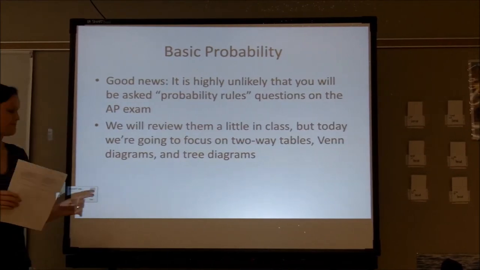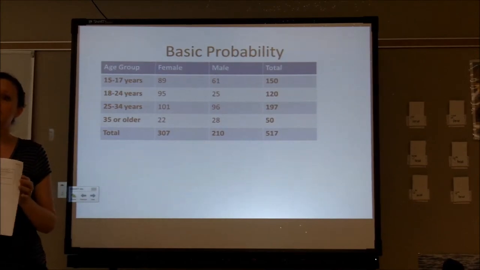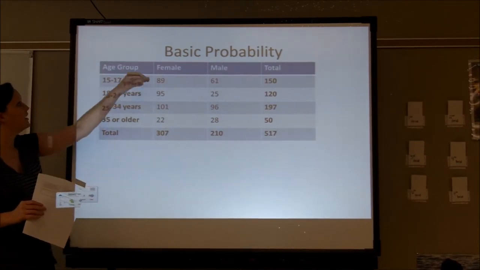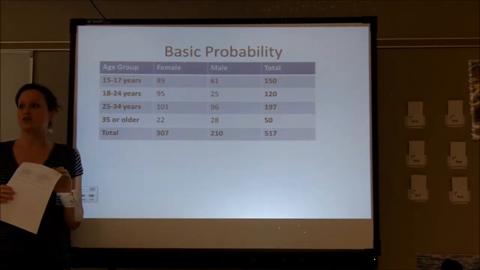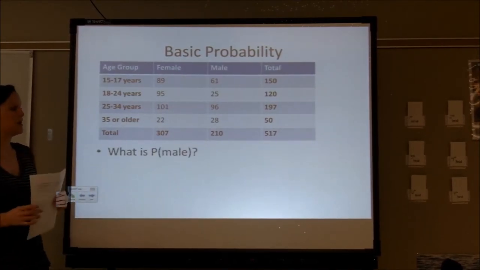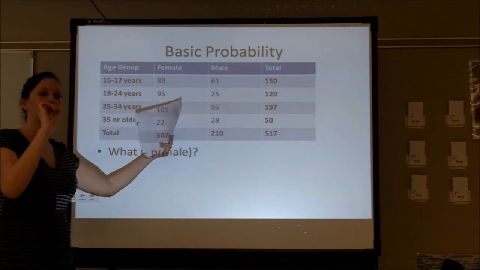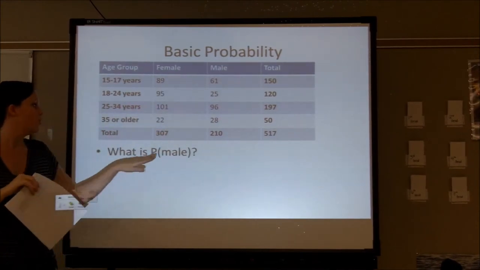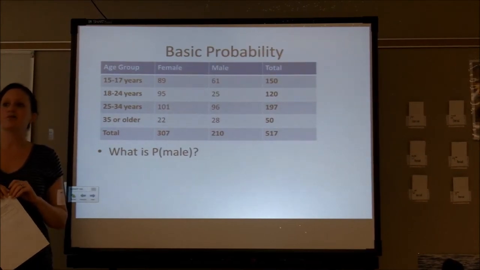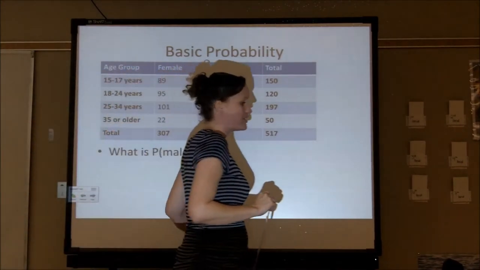Peach? Thank you. So here is a two-way table, and we have individuals that are classified according to whether they identify as male or female and which age group they fall into. Yes? Okay, my first question is, based on this table, if I randomly select one individual from the sample or population that is represented in this table, what is the probability that that individual is a male? So take a second and look at the table. I'll call on you, JL. But what is the probability that that individual randomly selected from this table is male?